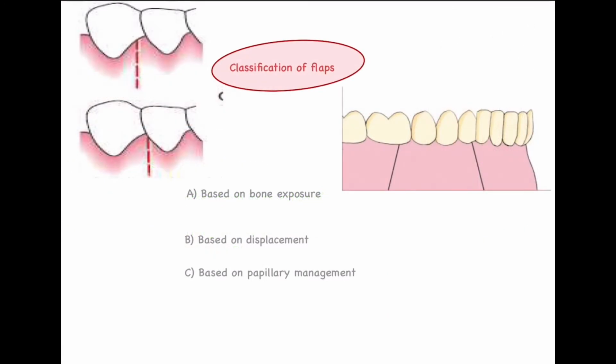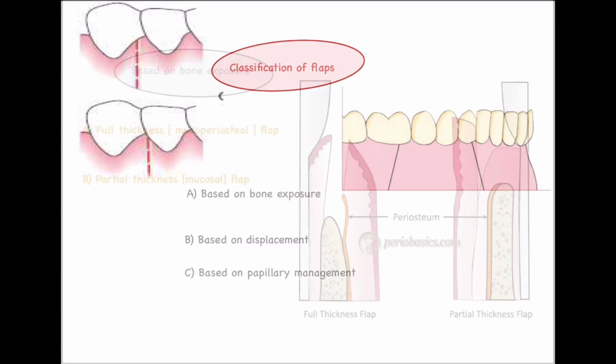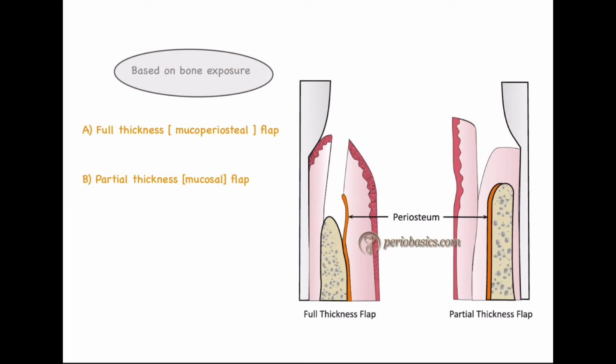Moving to the classification of these periodontal flaps, basically these flaps can be classified into three categories. The first one is based upon the bone exposure, the second one is based upon the displacement, and the third one is based upon the papillary management. So moving on to the first category, that is classification of flap based upon bone exposure, it can be classified as either full thickness flap or a partial thickness flap.